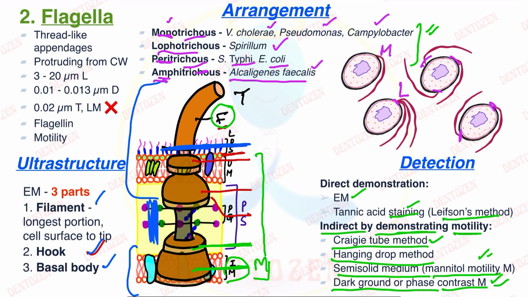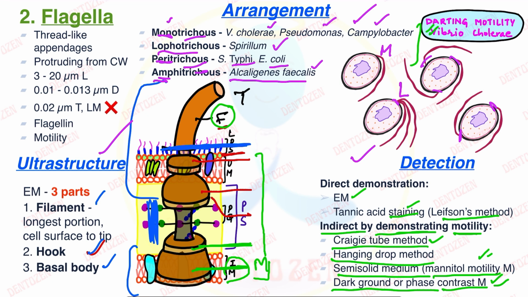So that is flagella: the ultrastructure, arrangement, and the methods of detection. Now let's move on to a special question that can be asked, that is, where do you see darting motility? Darting type of movement is seen in Vibrio cholerae bacteria. Don't forget, that can be important for an entrance question.